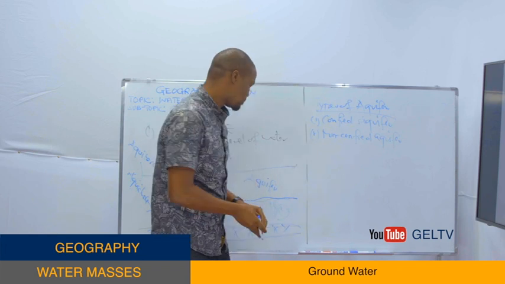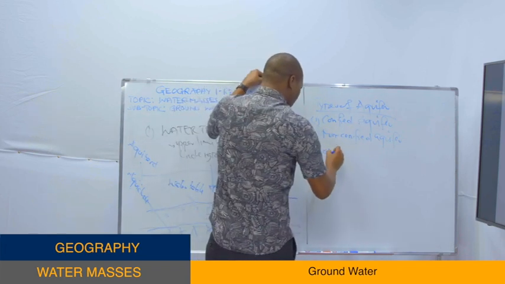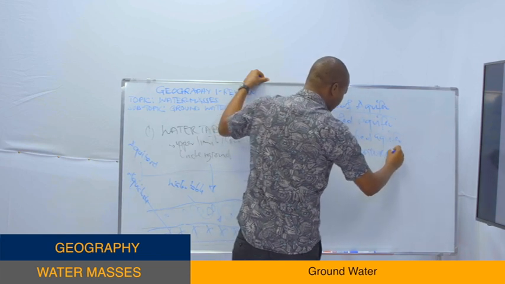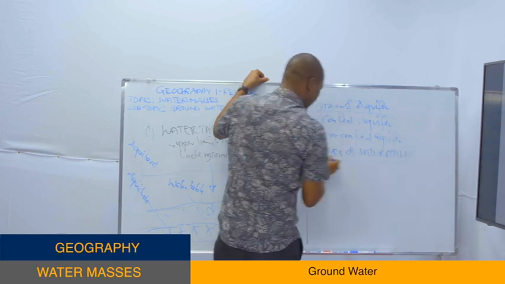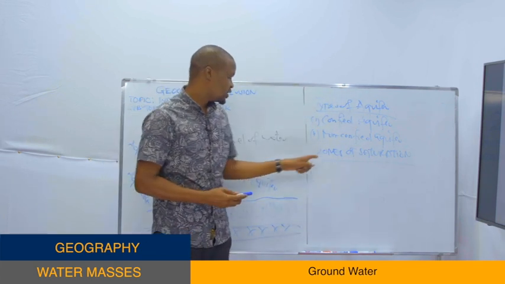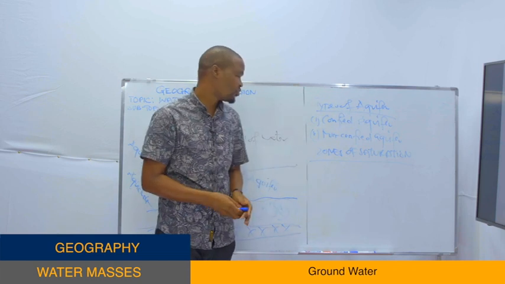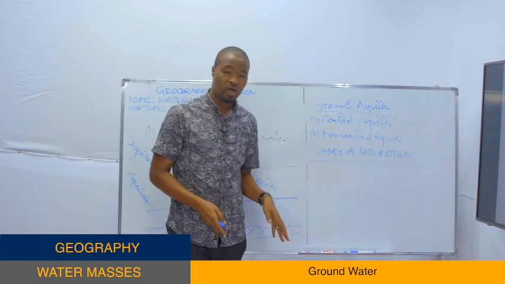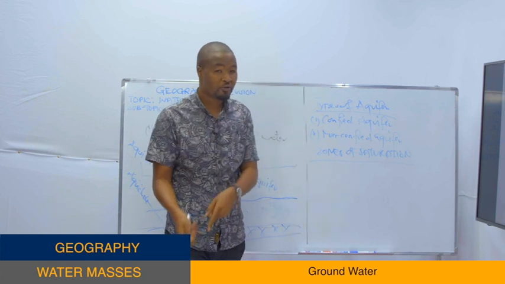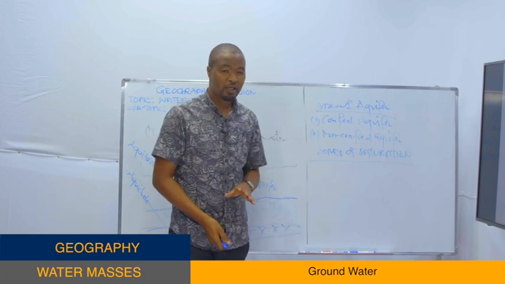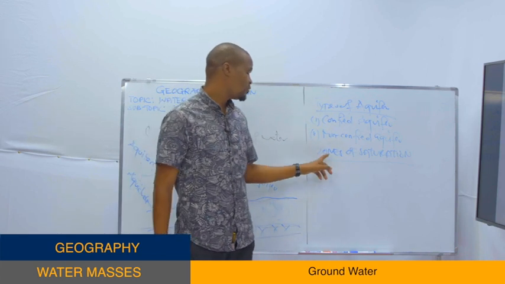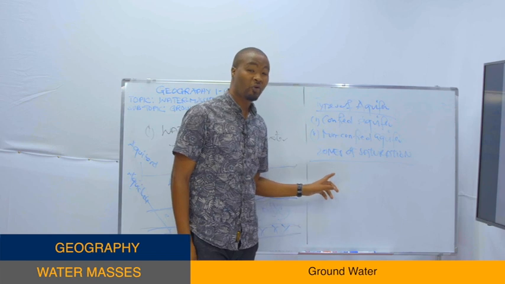Then from there, we have what we call the zones of saturation. Zones of saturation, okay? Are we together? Zones we refer to as the layers. It means right now we are talking about different layers underground where water passes as it moves or as it flows into the ground. Different layers where water passes as it moves underground, we refer to them as what? Zones of saturation.